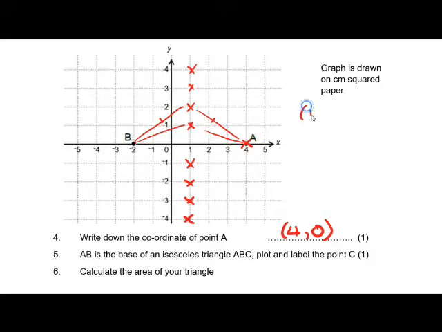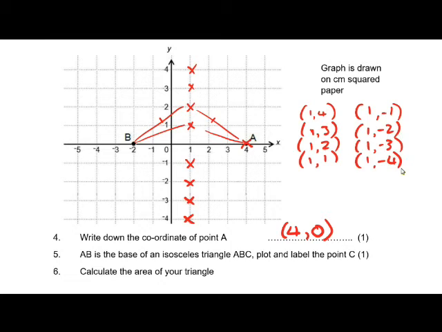So any of these coordinates should get you the 1 mark to create your isosceles triangle. Now the problem you've got is for question 6, calculate the area of your triangle will depend on which one of these you chose to make the top of your triangle.